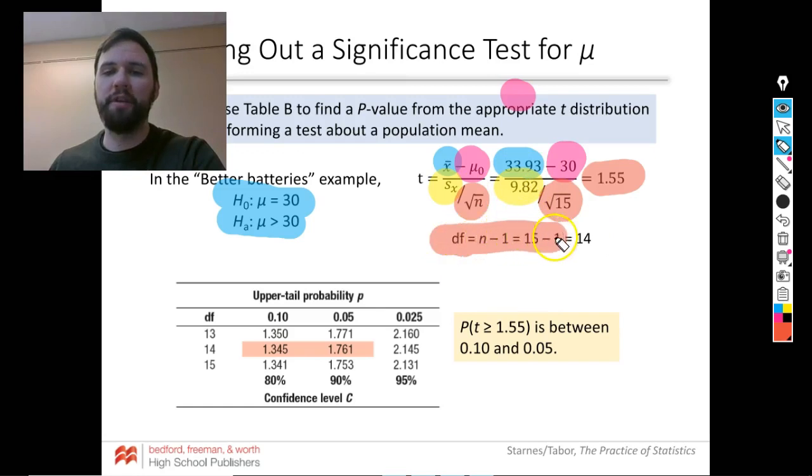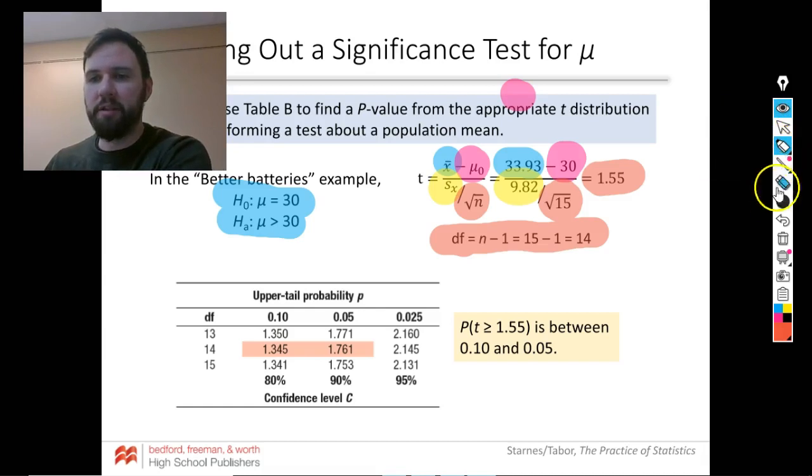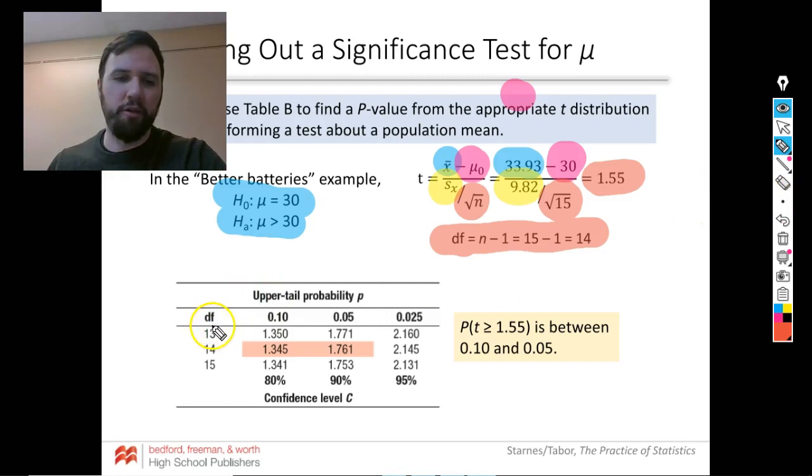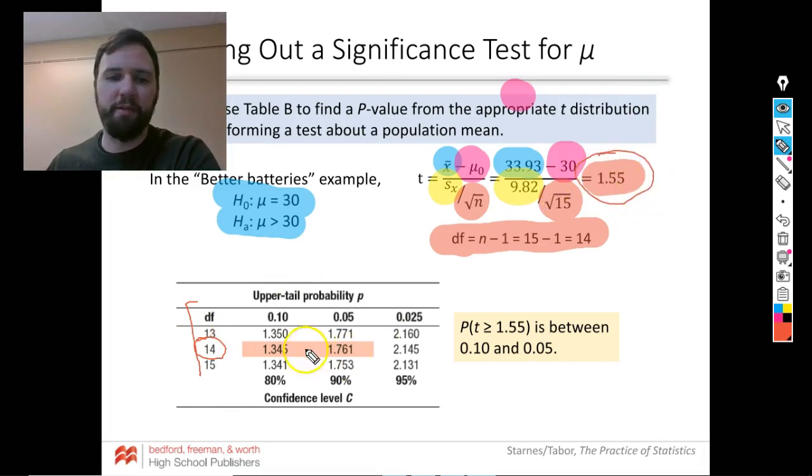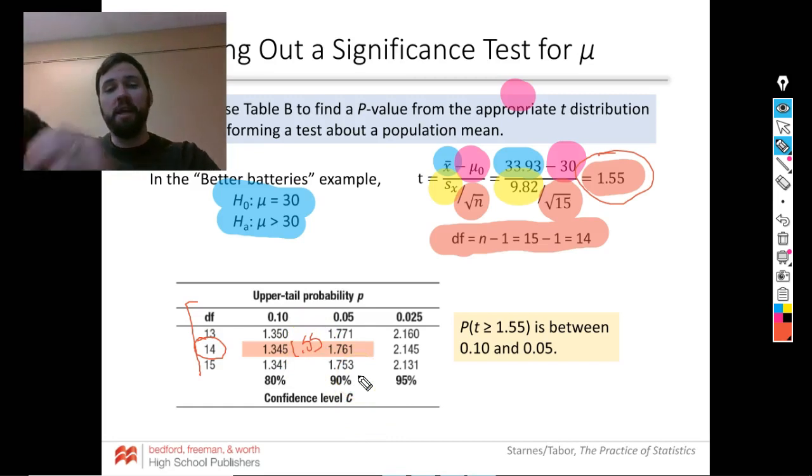Our degrees of freedom is 15 batteries minus 1, which is 14. So when I look at table B, I go to my degrees of freedom and find 14. Then I'm looking for 1.55. Now 1.55 is in between those two numbers, so I can't say for certain what my p-value is. I can just say it's between 0.1 and 0.05. Not a super accurate way to do it.